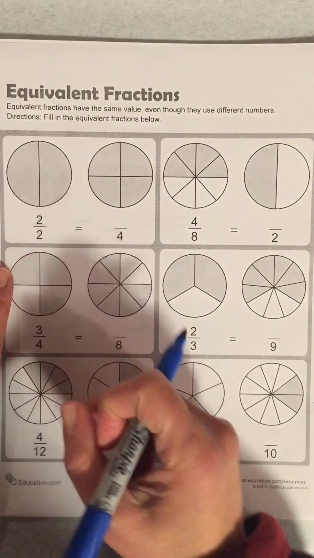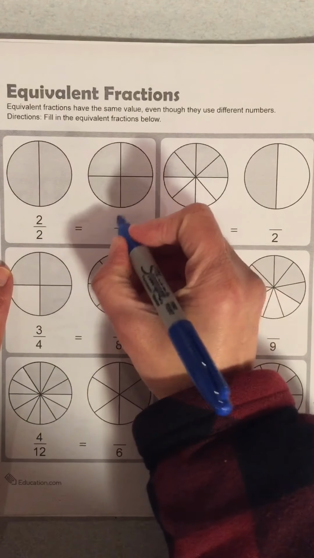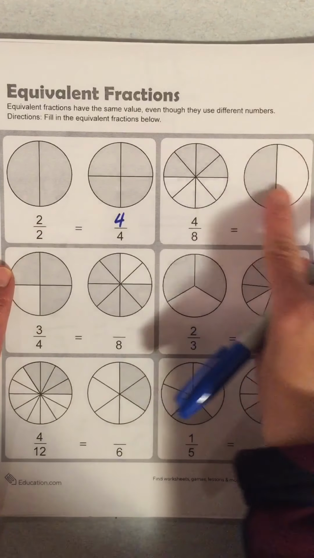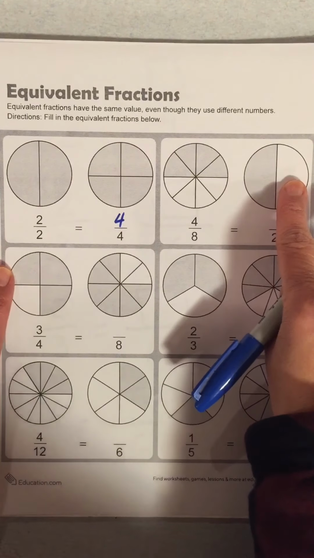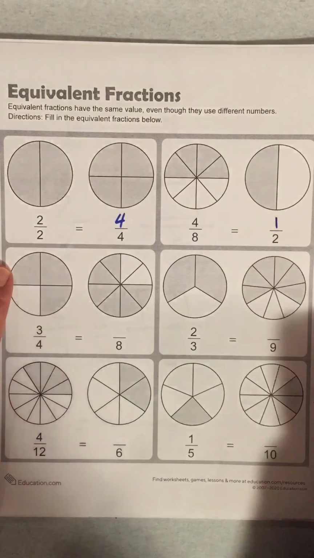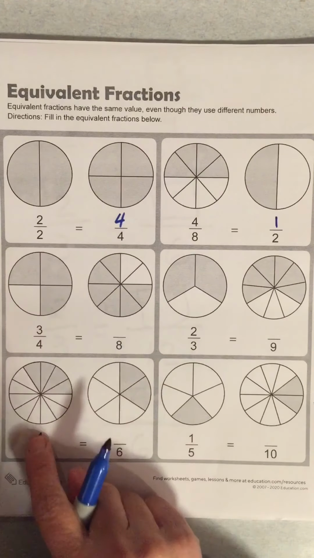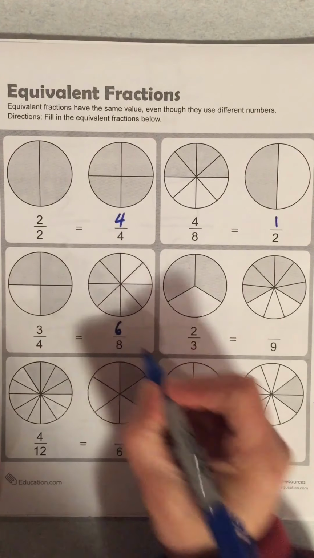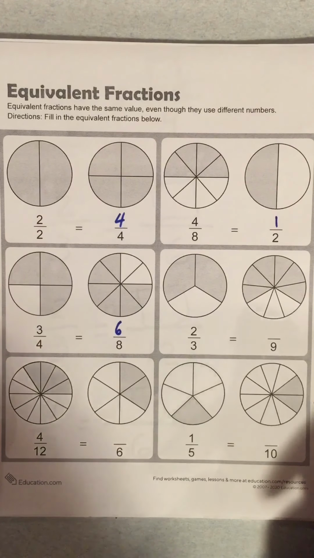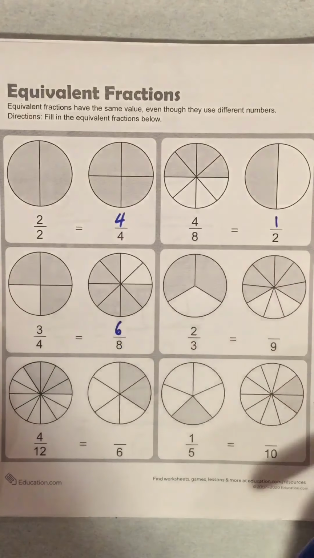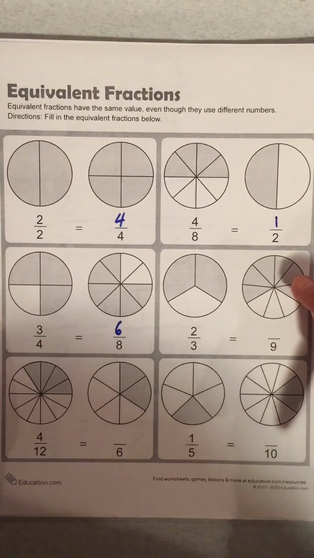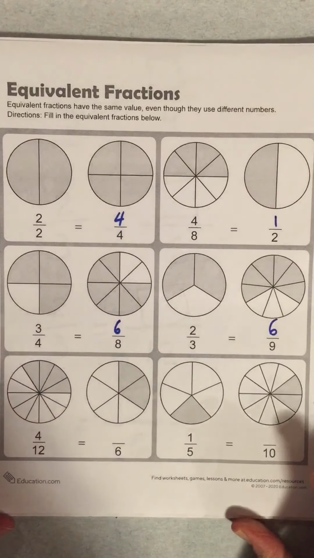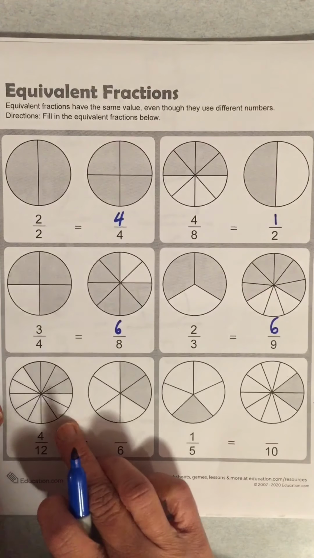So we've got 2 out of 2 is the same as 4 out of 4. 4 out of 8 is the same as 1 out of 2, right? So 3 out of 4 is the same as what? How many? 2, 4, 6. 6 out of 8, right? And here's one more. 2 out of 3 is the same as 1, 2, 3, 4, 5, 6. 6 out of 9.